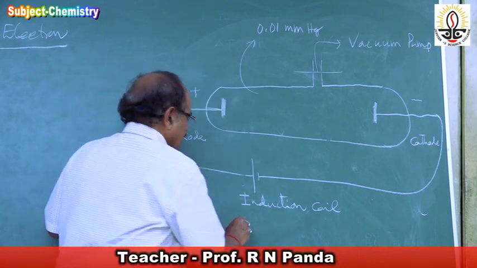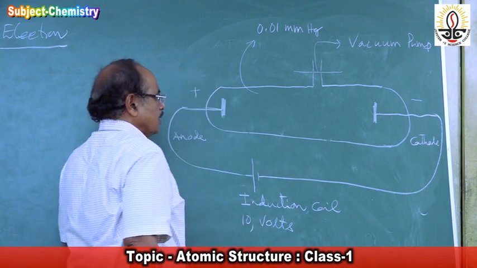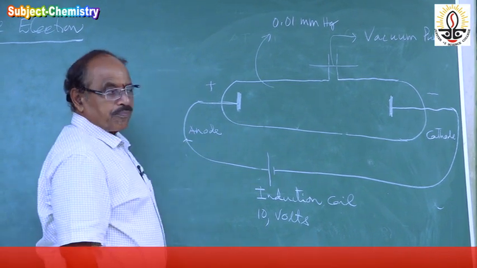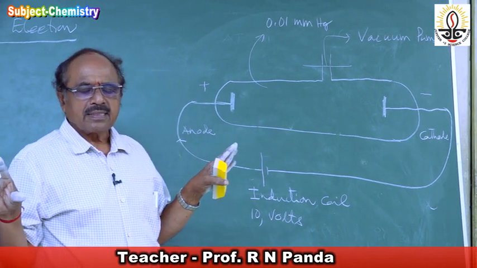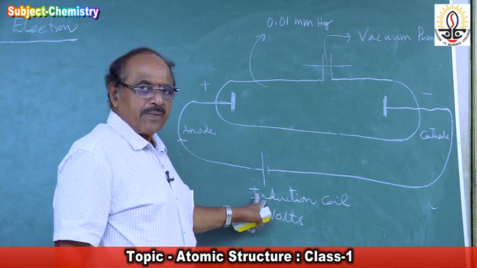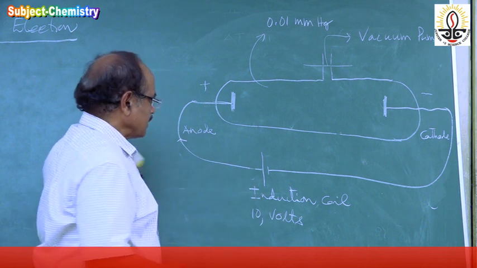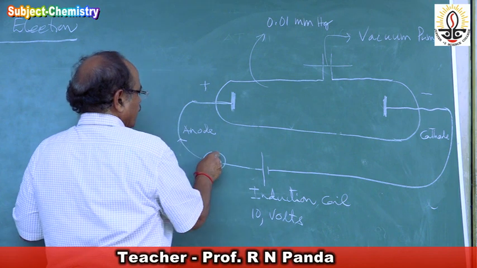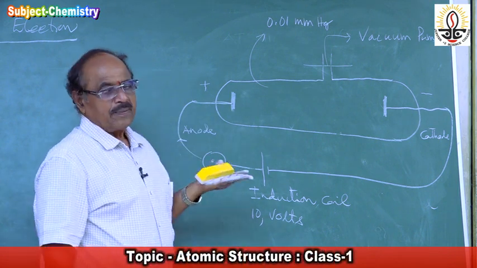And they passed 10,000 volts of electricity. Electric current was passed through this. So they took a gas and connected the two electrodes to the induction coil, then allowed the electric current to pass through the gas. They have a key, and when they press the key button, the circuit is completed and the electric current goes in.